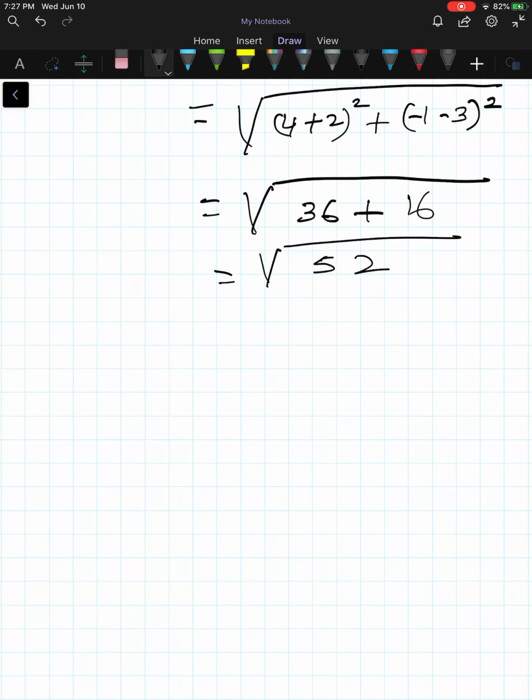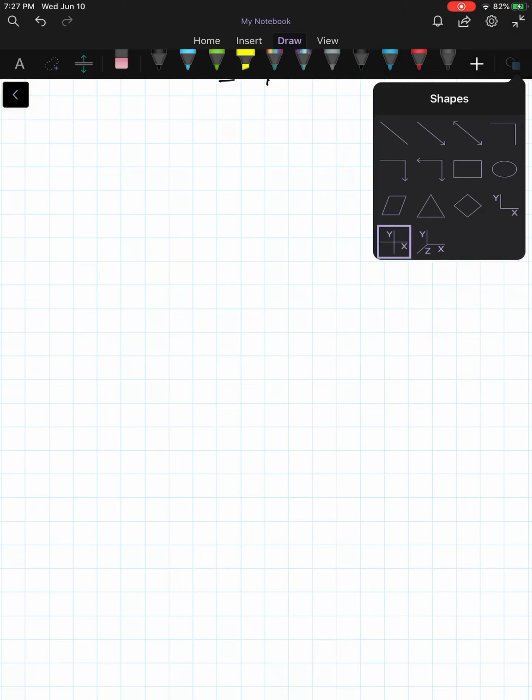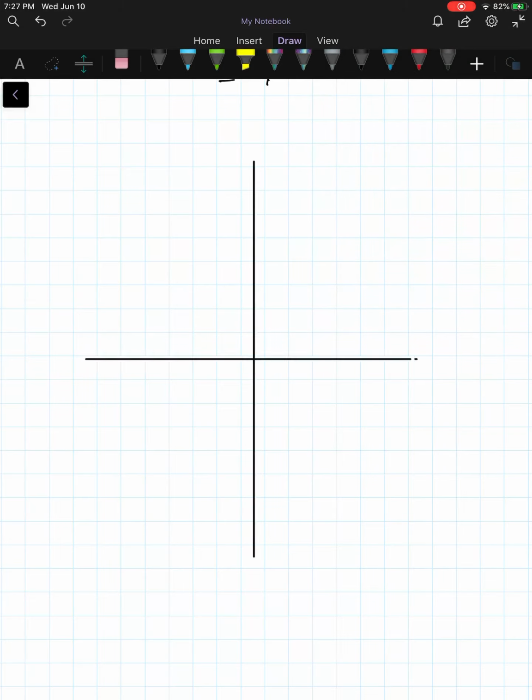Now we shall derive, before going further, I'll give you the quiz questions at the end of the video. So before going further, we shall now derive the formula for finding out the midpoint of the line segment that connects two ordered pairs.